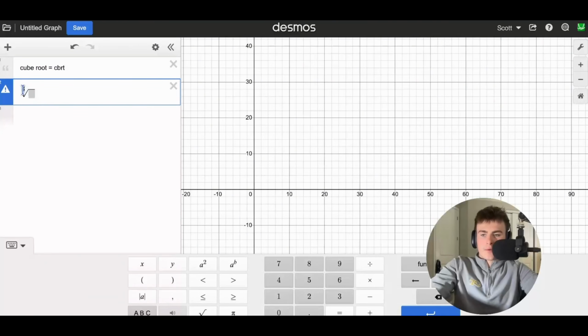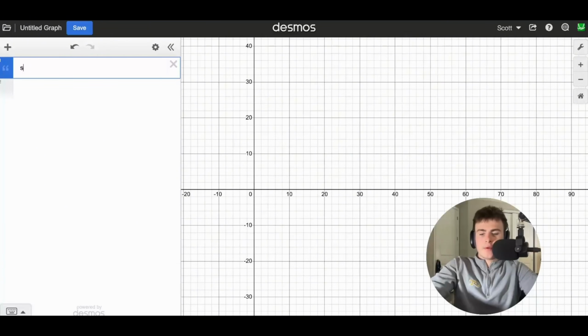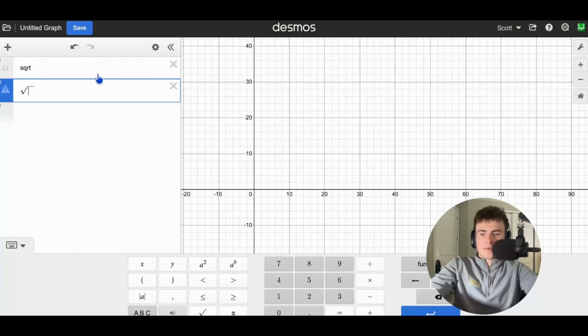Now, keyboard shortcuts in general, cube root, it's just CBRT, like that. It'll give you a 3 in the root there. Next one is going to be square root, SQRT. This just gives you a root, pretty self-explanatory. By the way, all these functions are down here in this tab if you forget any of them. It's just a lot easier to type it. So SQRT will give you square root like that.